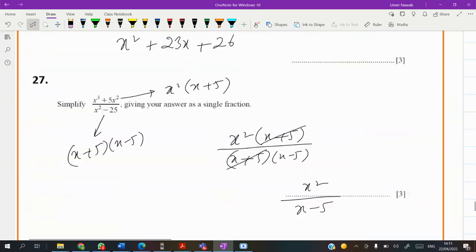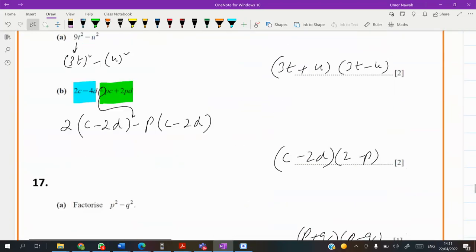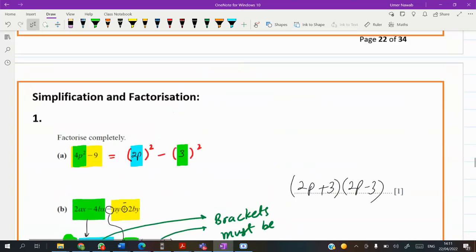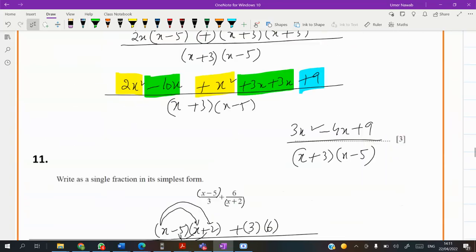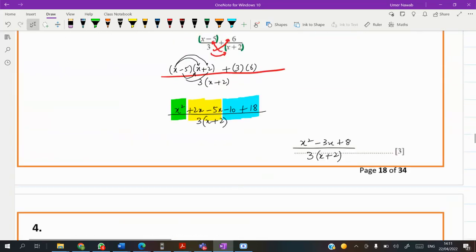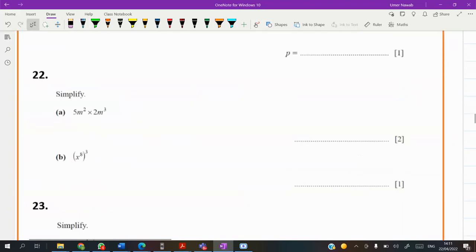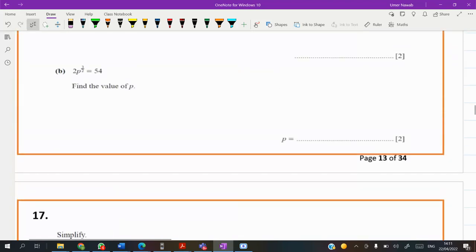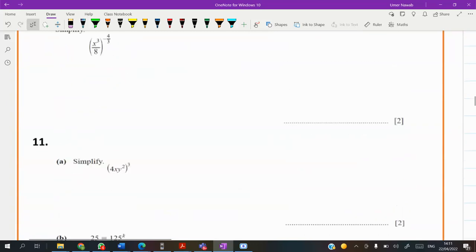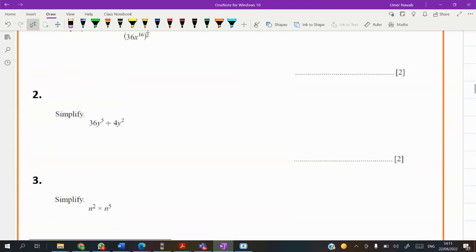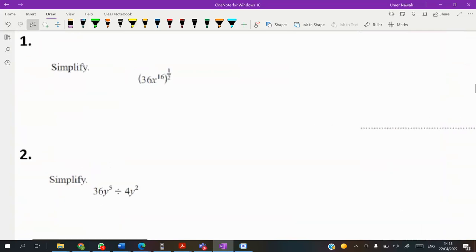Is there anything left? Let me check. Maybe indices left. Let's finish it very quickly.